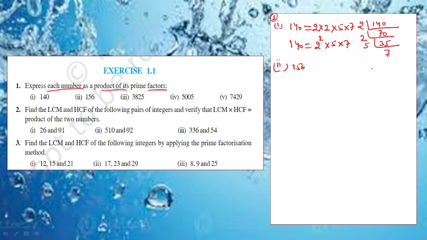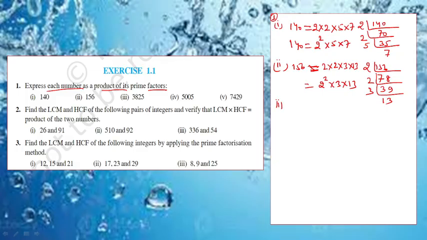Okay. Similarly, 156. It is also divisible by 2, no doubt. 2 sixes are 12, 2 sevens are 14, 2 eights are 16, 2 threes are 6, 2 nines are 18. Again it is not divisible by 2, but it can be divided by 3. So 3 ones are 3, 3 threes are 9. All have become prime numbers. So we keep on dividing till we get all prime numbers. So 2 into 2 into 3 into 13, and this can be written as 2 square into 3 into 13.